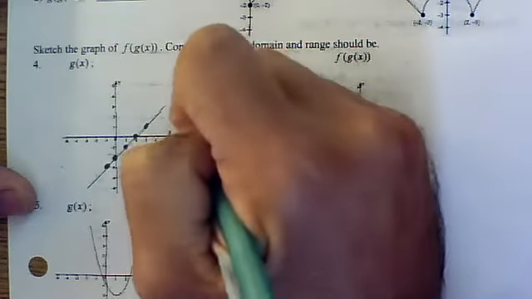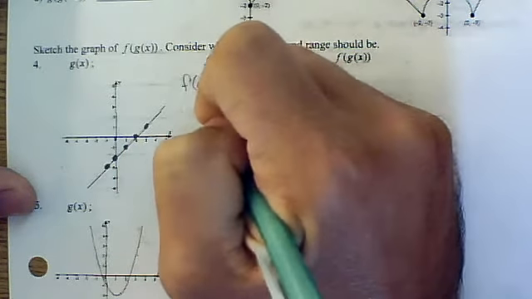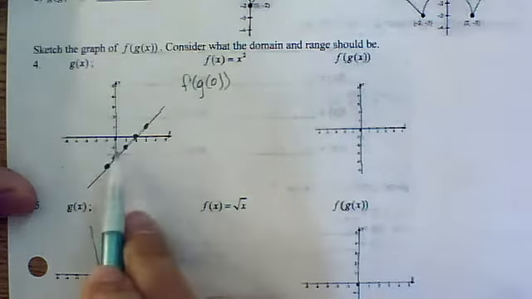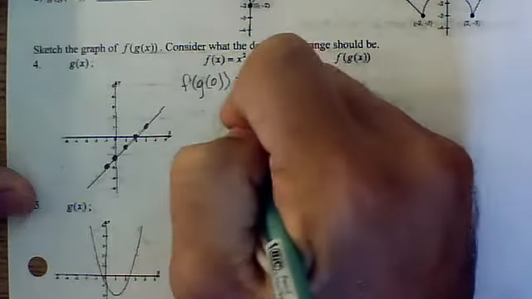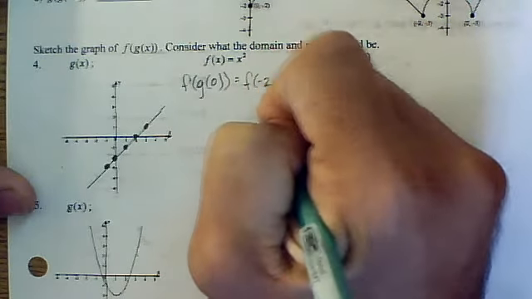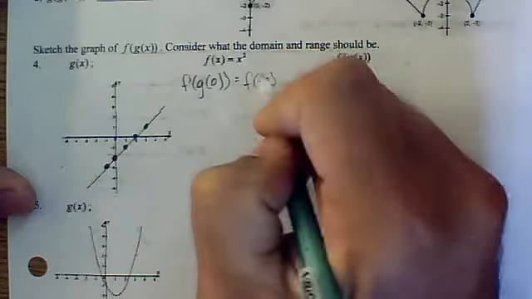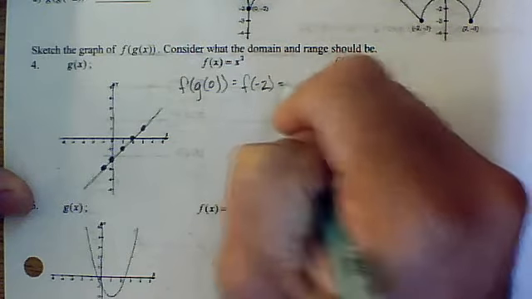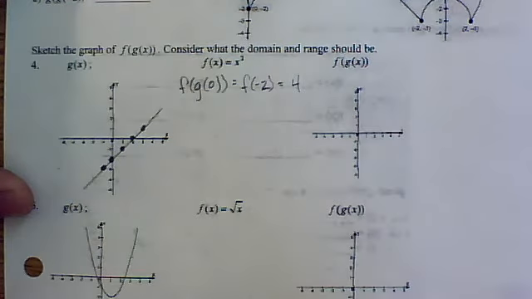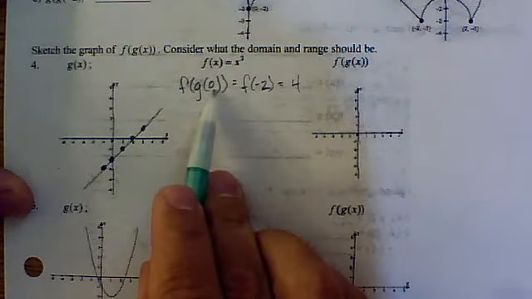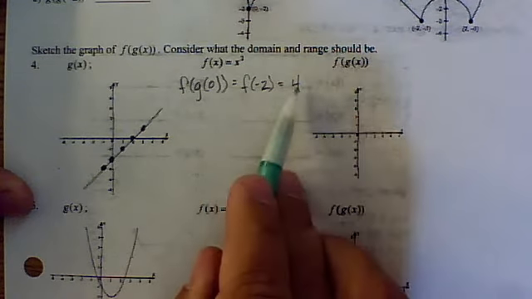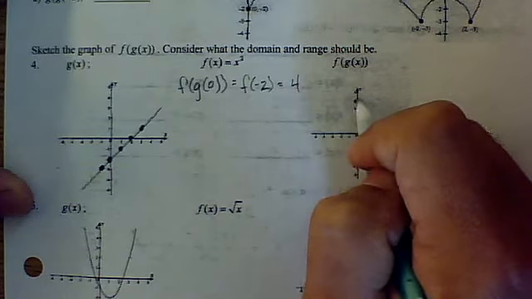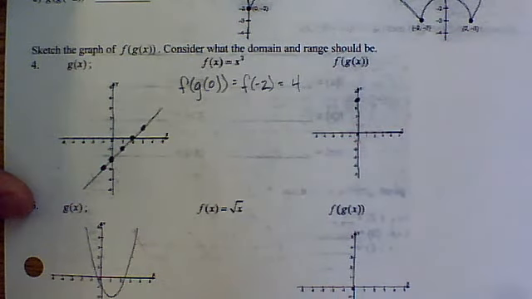So f of g of 0. g of 0 is negative 2, so that says we're going to find f of negative 2. Now the f function is x squared, so I'm going to plug negative 2 into here, and I get 4. So I plugged in a 0 to the original, and I came out with a 4, so (0, 4) is going to be a point on our new graph.